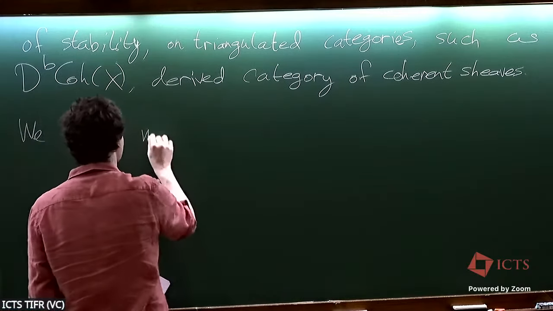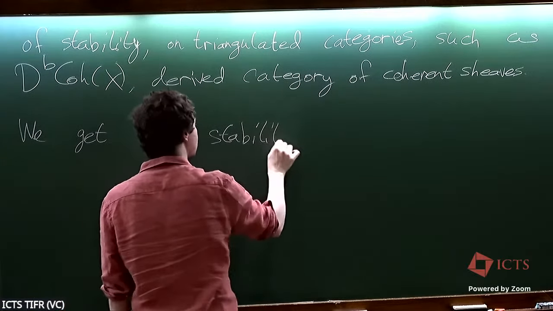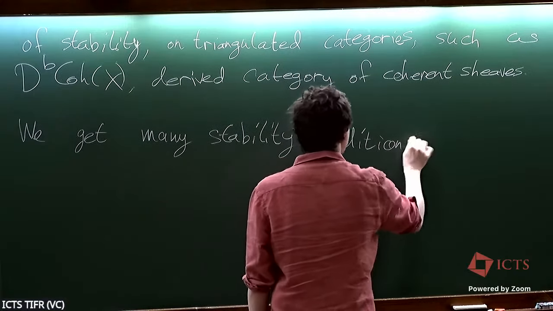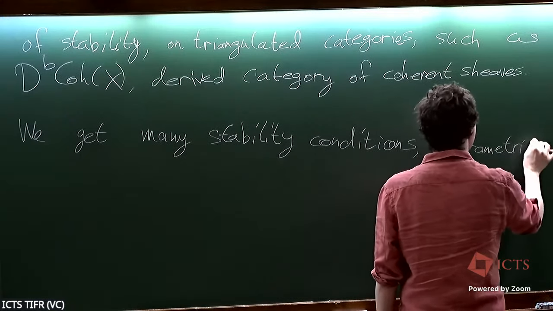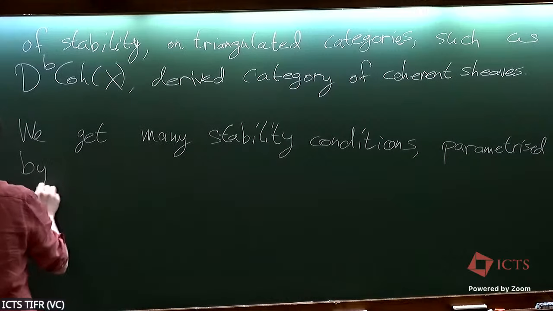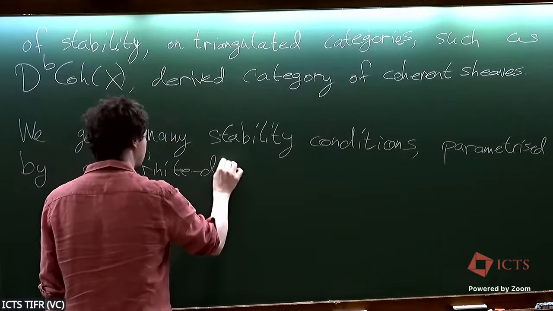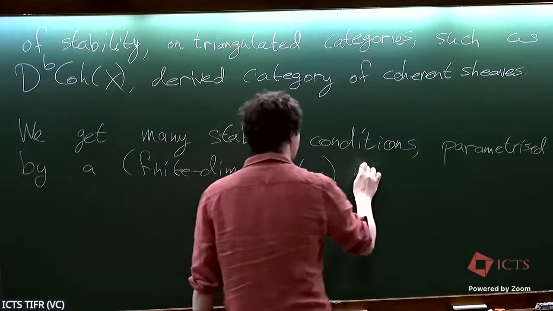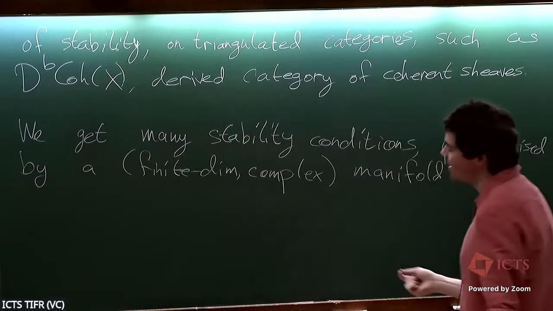We get many stability conditions, but in some sense, finite dimensional. So stability conditions are parameterized by topological information, essentially. So parameterized by, in fact, a finite dimensional complex manifold. So in particular, we don't get a natural choice.